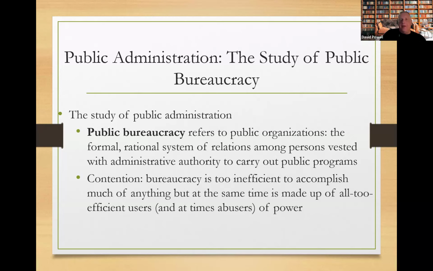So it's important to note that the types of things that are being created, the programs, the goods, the services being created by the public sector are somewhat different than the goods that are created by the private sector. So here we're talking about public organizations that are carrying out these public programs, programs that are inherently public by their very nature. The problem for the bureaucracy is, again, as Charles Goodsell tells us, people tend to have a very negative view of the bureaucracy. People tend to view the quote unquote bureaucracy as being too inefficient to accomplish anything of value, while at the same time being made up of too efficient users or abusers of power.